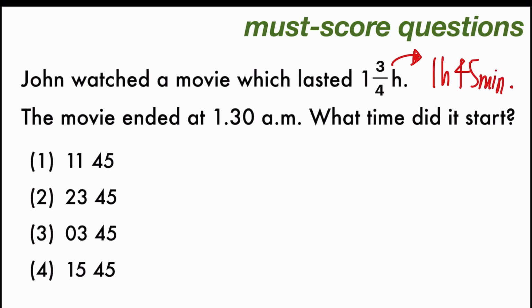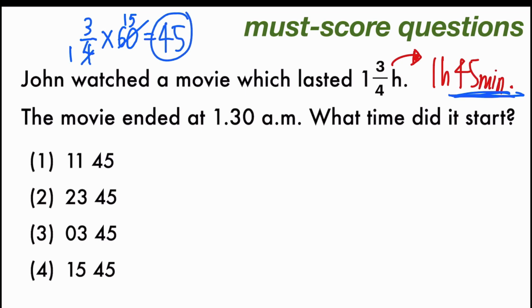And then how did I get this 45 minutes? This is a recap to help you. So 3/4 hour, remember in 1 hour there are 60 minutes. So you need to take whatever fraction is given and multiply by 60. You simplify 4 and 60, divide by 4, 60 divided by 4 you get 15. So 3 times 15, answer is 45. That's how I get my 45 minutes.